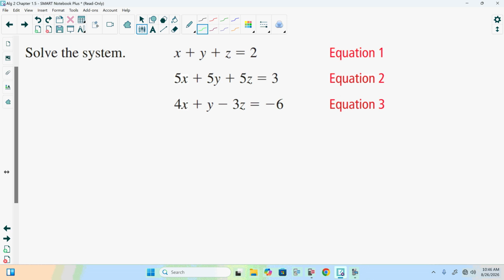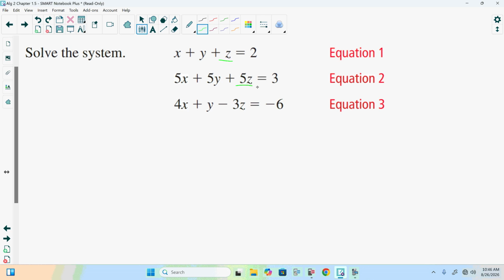If we looked at the y's, I can multiply the 1y by 5 to get 5y. Also, that 1y is already the same as our 1y here. So we'd only have to change it for one of the 2 equations. Or, if we did z, we can multiply it by 5 to get 5z. We can multiply it by 3 to get 3z. We're not so much worried about the sign. We're just wanting to get the numbers to be the same.